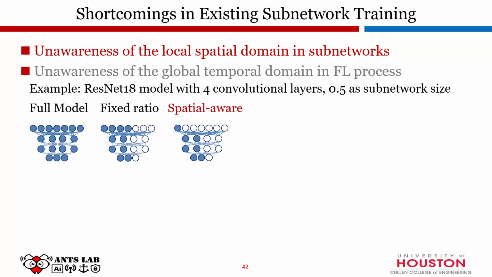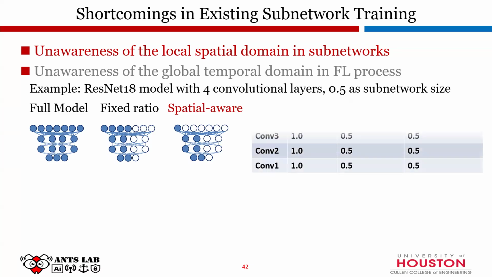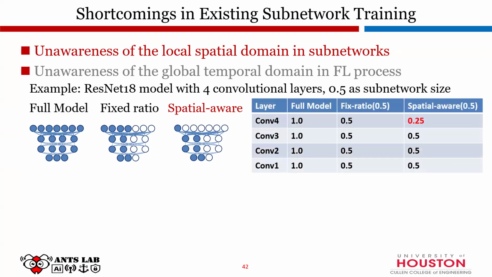The full model is 1.0, and the fixed ratio has all of them at a ratio of 0.5 as their subnetwork size. While for the spatial aware one, you can see there's actually a difference in the final convolution layer, where some neurons are actually missing. This can be seen as a chart, as a table right here. As you can see, the full model is all 1.0, fixed ratio is 0.5, and the spatial aware is 0.25 on the last convolution layer.